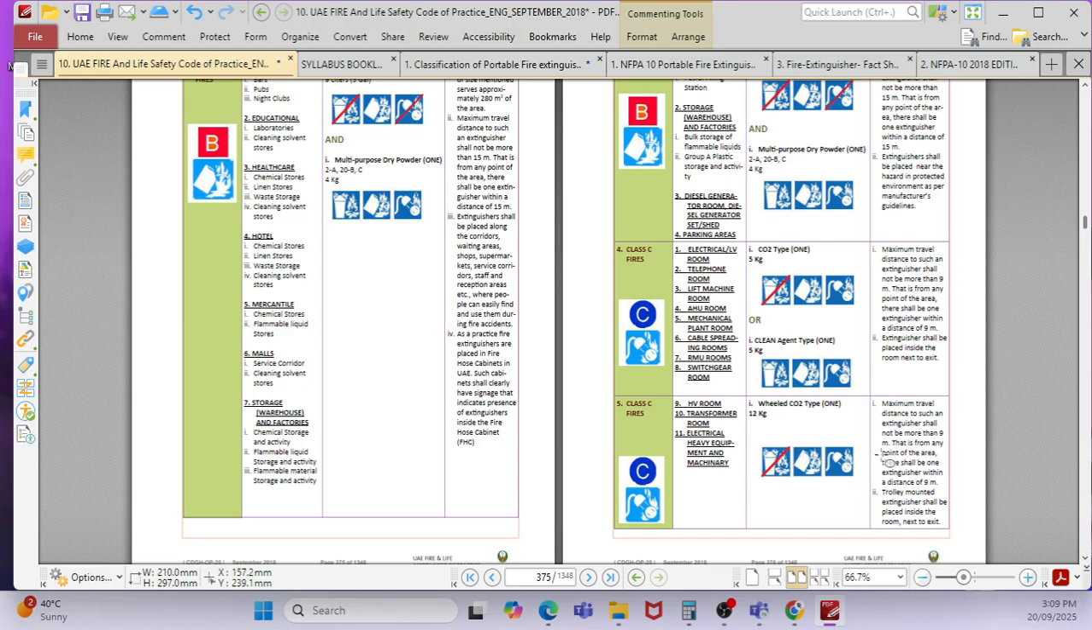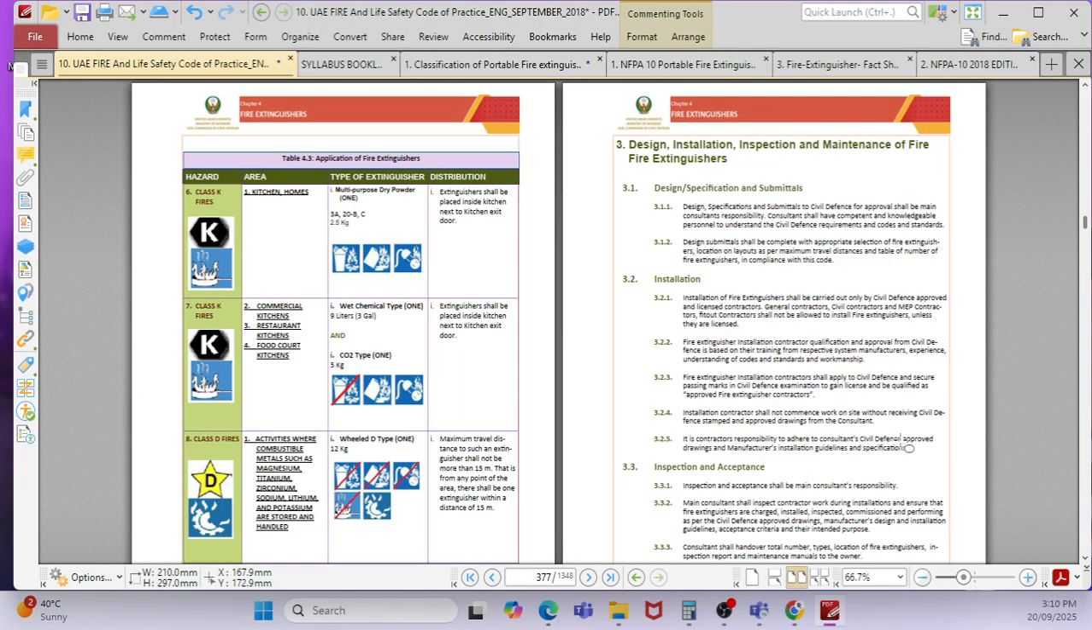If the LV room is more than 9 meter, you can use a two-wheel type CO2 extinguisher. It's a trolley-mounted extinguisher. The maximum travel distance is 9 meter. What about the area? They didn't mention the area, but they mentioned the distance.